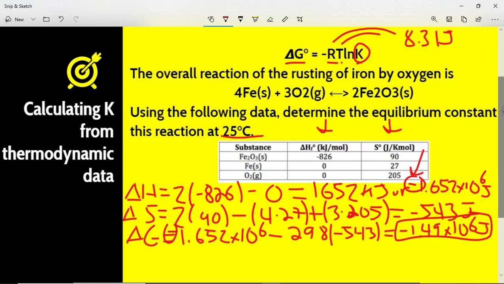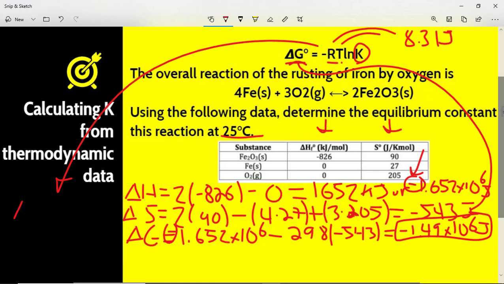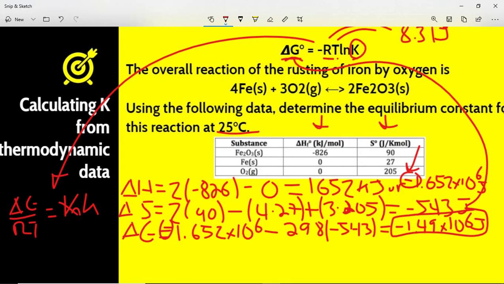So now we're able to plug that into our expression. We have delta G. We plug that in here and we solve for K. What's really nice is that we can actually figure this out pretty easily. If we rearrange this equation, what we end up getting is that delta G over R times T equals the ln of K. And in order to get rid of ln, we use the E. So our K is equal to E to the delta G over RT.